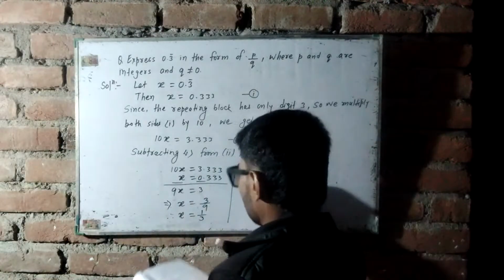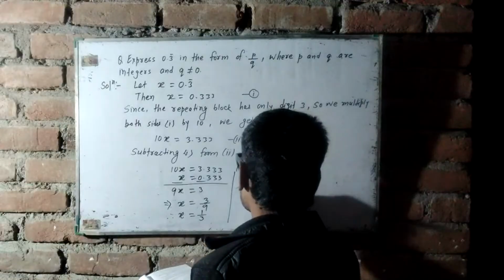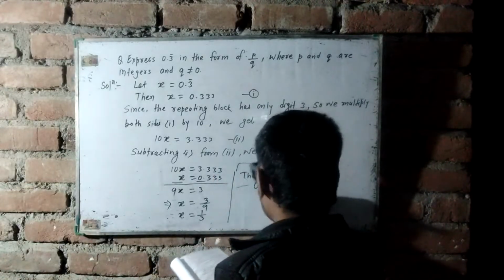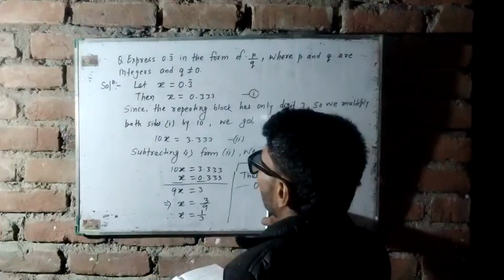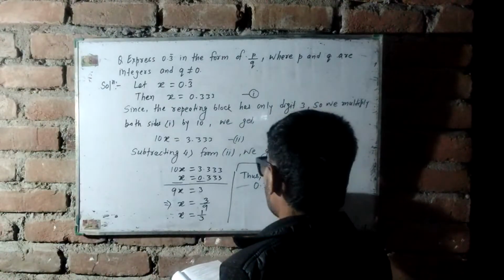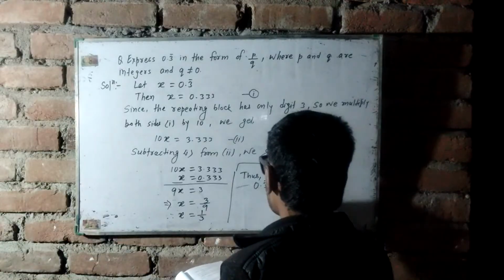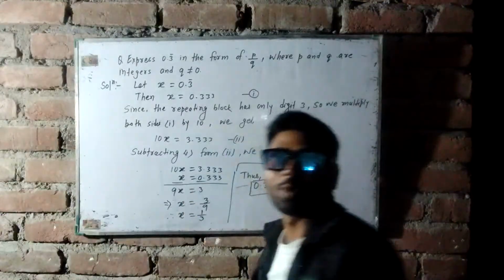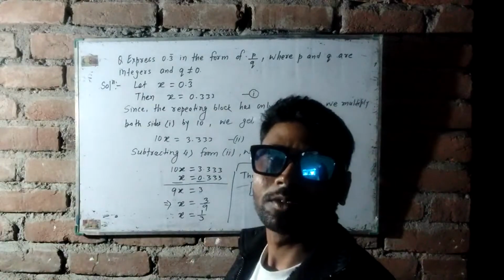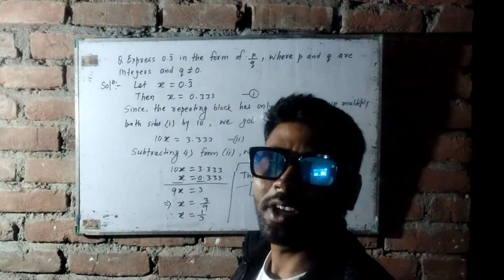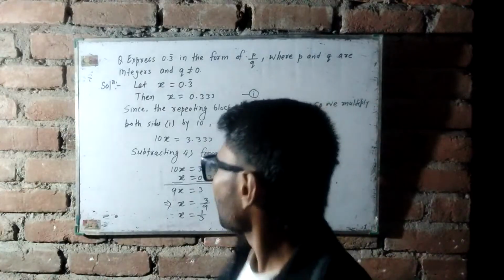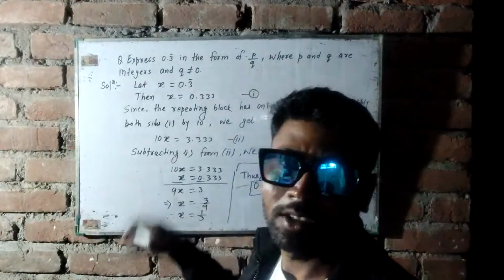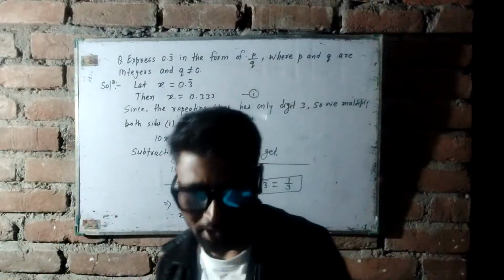Now we can write thus 0.3 repeating is equal to 1 upon 3. This is the required answer in the form of p/q. Now let's go ahead to the next question. But first of all, we have to wipe the board. Okay? So now let's go ahead.